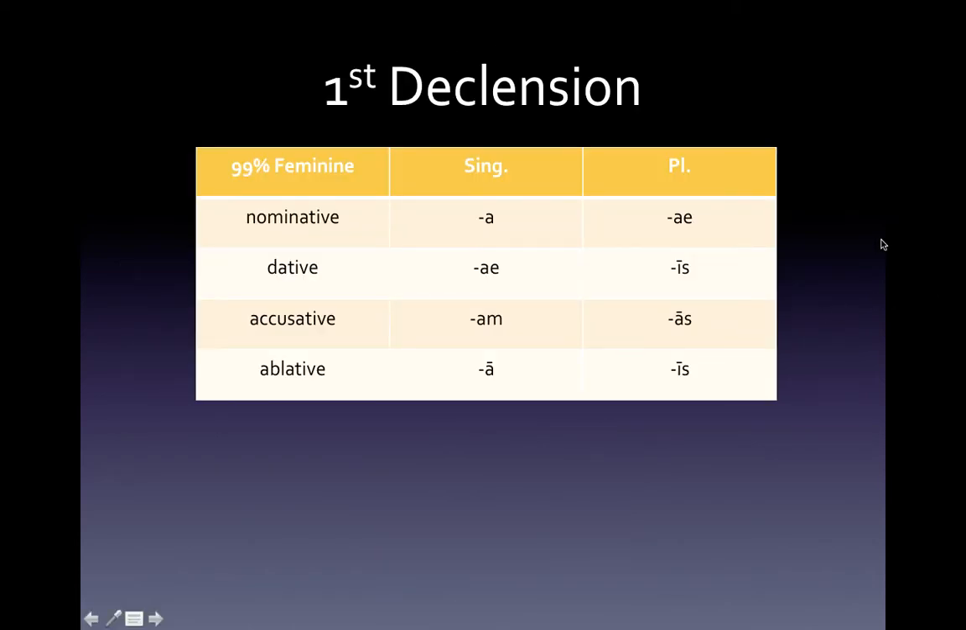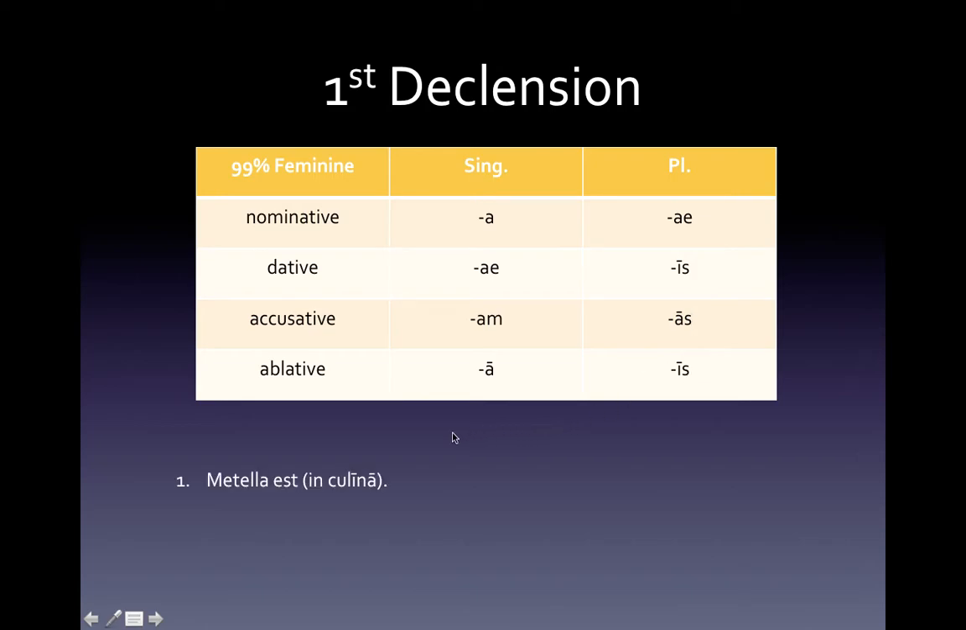All right, let's look at the first declension. The first declension is 99% feminine. Just as a reminder, all nouns in Latin have a gender. For example, table is feminine. It's not a logical thing. So the nominative singular is a, dative singular ae, accusative am, a with a line over it for the ablative, and then plural ae, arum, is, as, and is. So those are all of your endings.